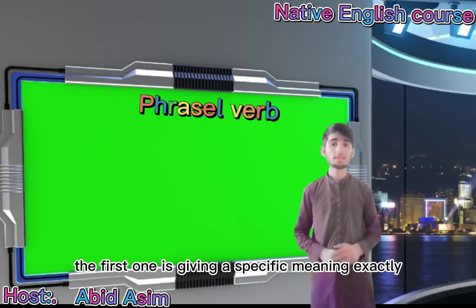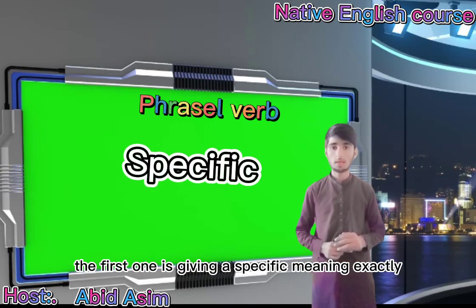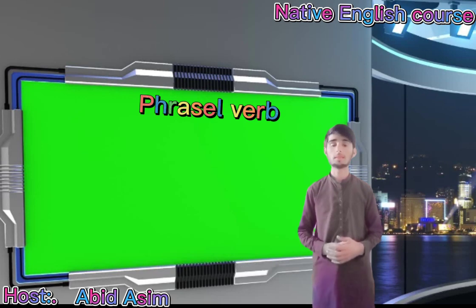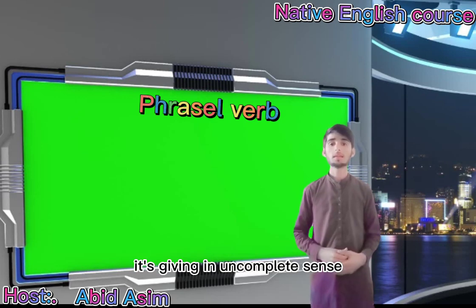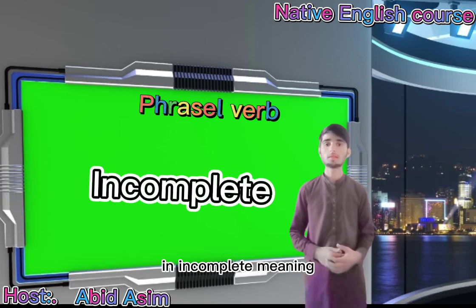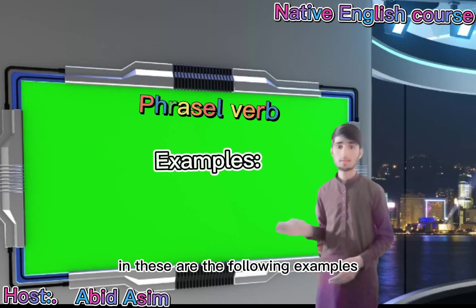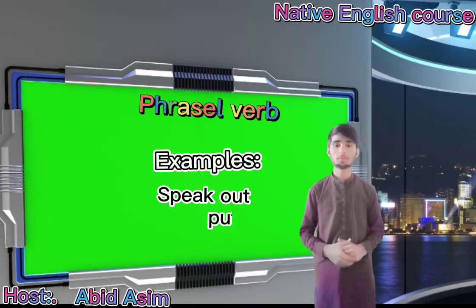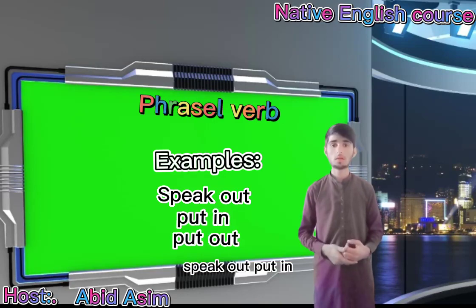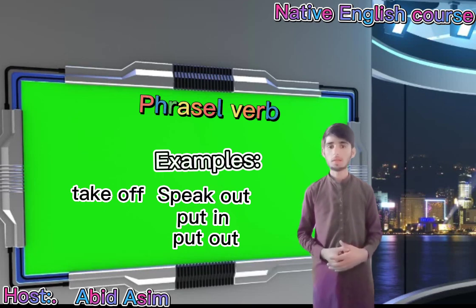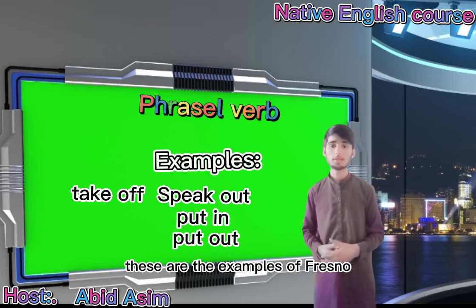The first one is that it's giving a specific meaning, exactly its own specific meaning. And the second one is that it's giving an incomplete sense, an incomplete meaning. I've given you examples about it, and these are the following examples. For example, speak out, put in, put out, take off. So these are examples of phrasal verbs.